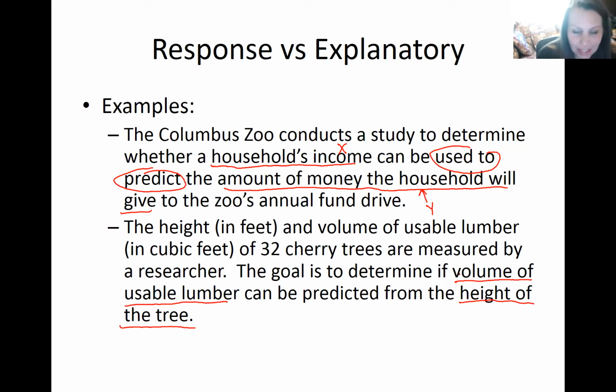Okay, so yes, the volume is going to be the Y, and the height is going to be the X, because we're trying to see if usable lumber can be predicted. So what we're trying to predict is the Y. From the height of the tree, what we're using to predict is the X value.